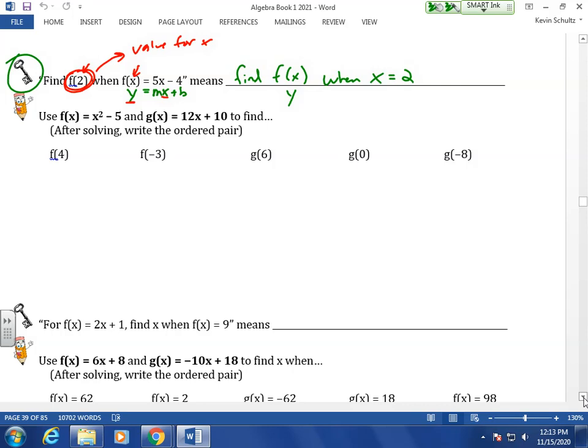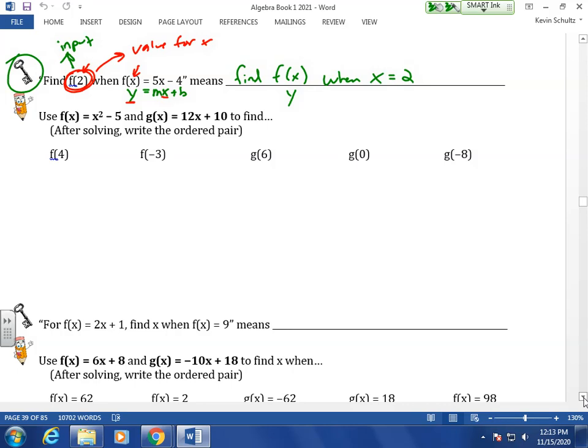When it's written like this, another way to explain this, and this is actually how I wanted to define it earlier but couldn't find the words, it's giving you the input. It's telling you what to input into the equation for x to get your value for y.